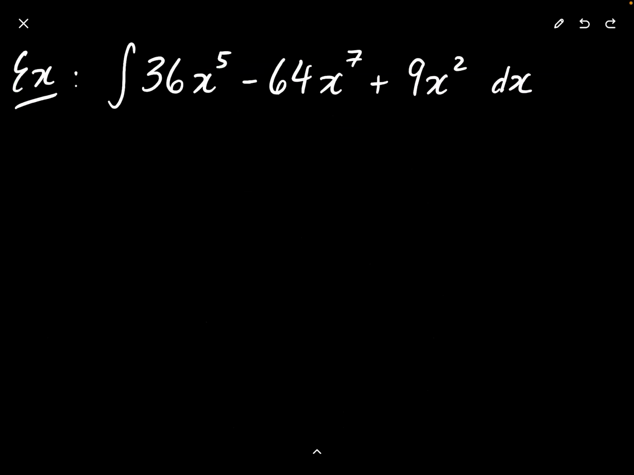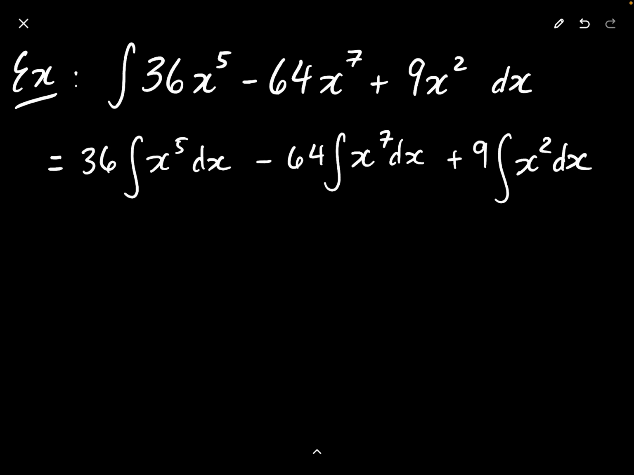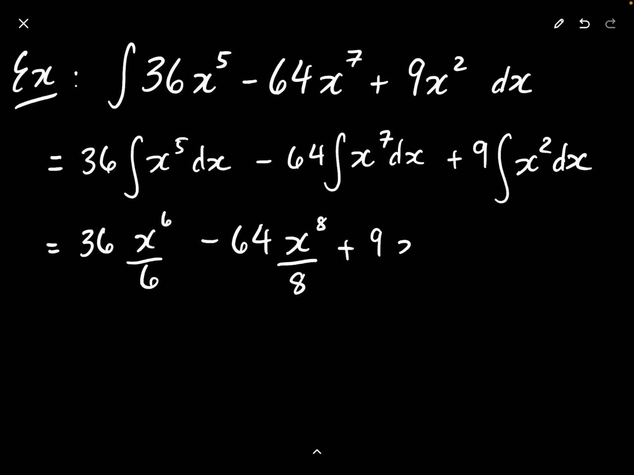In this example, we have an antiderivative for a polynomial. Just like taking derivatives of a polynomial or a sum, you can take the antiderivative term by term. To show we are using the basic antiderivative rules, I'll separate them into the exact forms from the list of formulas. So 36 is a constant, so I'll take it in the front. We don't always have to do this, but here I'll separate the integral into 3 separate integrals. In each integral, it's clear I will be using the anti-power rule for x to the n. I'll keep the constant 36 and take the antiderivative of x to the 5, which will be x to the 6 over 6, minus constant 64 times the antiderivative of x to the 7, which is x to the 8 over 8, plus 9 times the antiderivative of x squared, which is x cubed over 3, plus c.